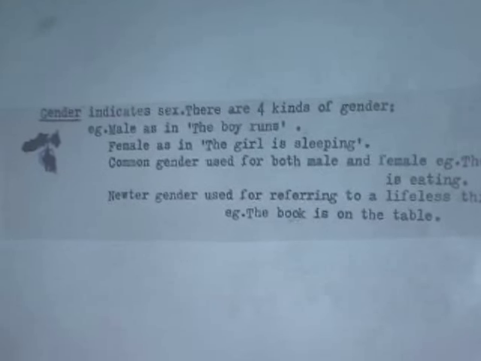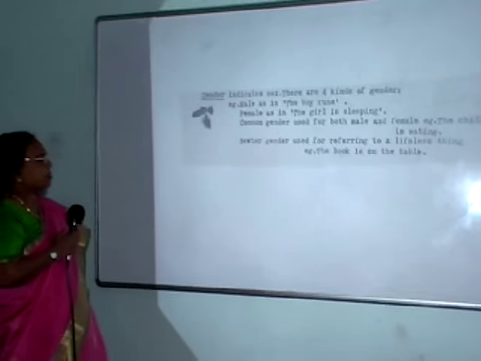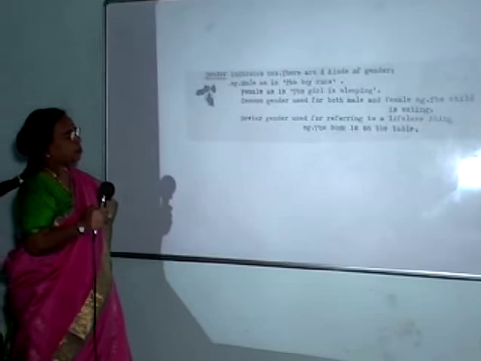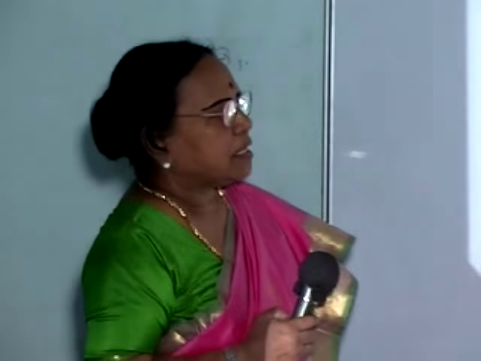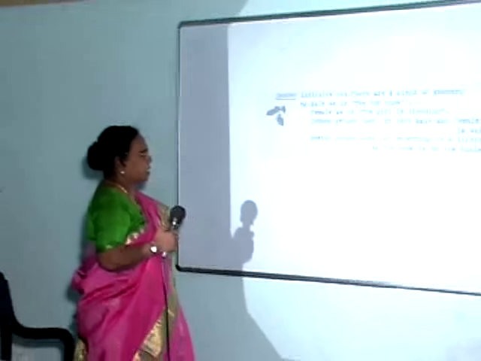Female, as in the girl is sleeping. Common gender is used for both male and female, as in the child is eating. Neuter gender is used for referring to a lifeless thing. The book is on the table.